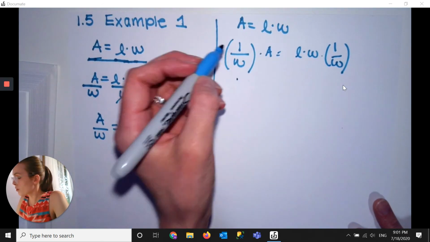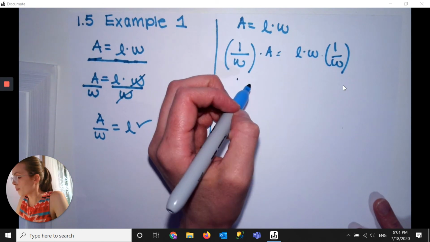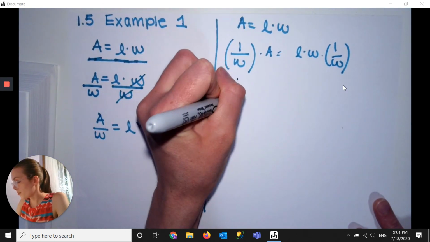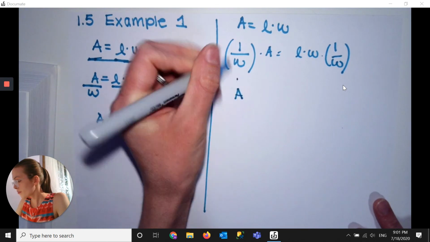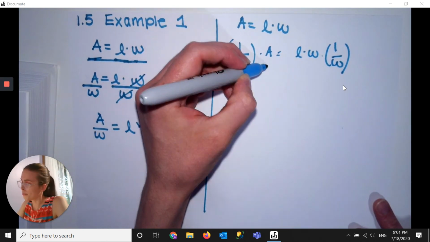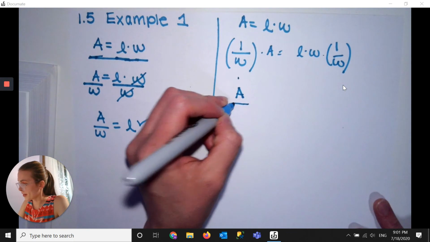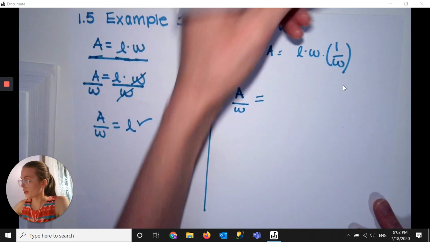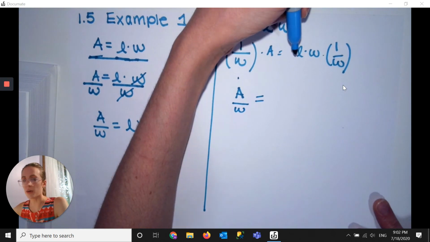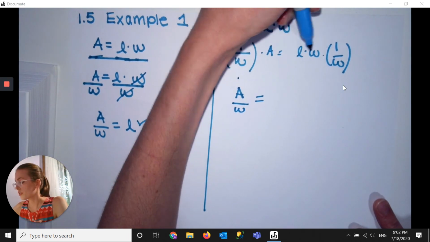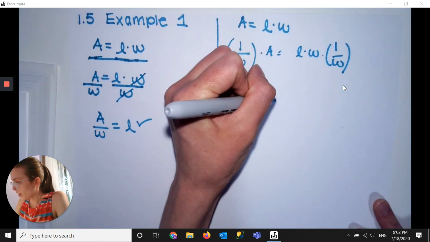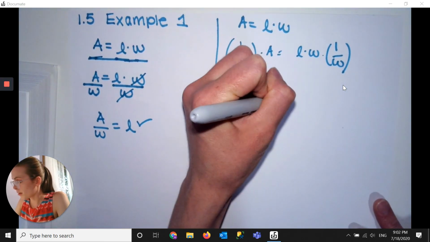So first we can say, okay, 1 over W times A. Well, how do we do that? Remember, it's just 1 times A in the numerator, and then W times 1 in the denominator, which is just W. And then to do this multiplication, it's a little bit more complicated, but we can do it. So it's L times W times 1 in the numerator. So that'll be L times W.